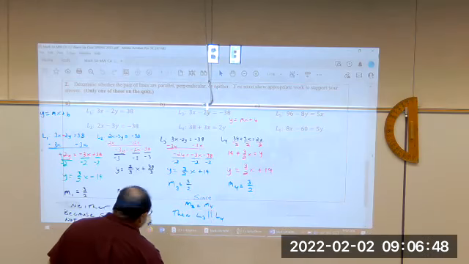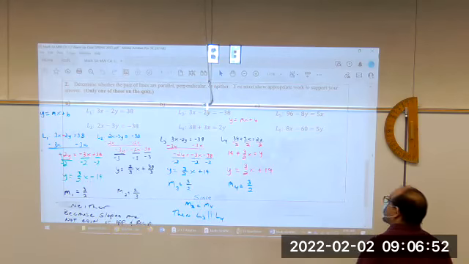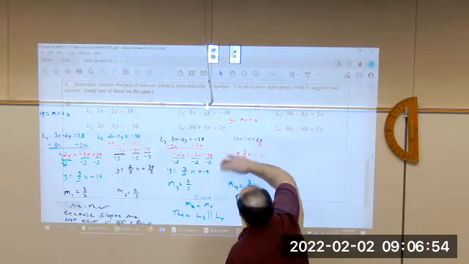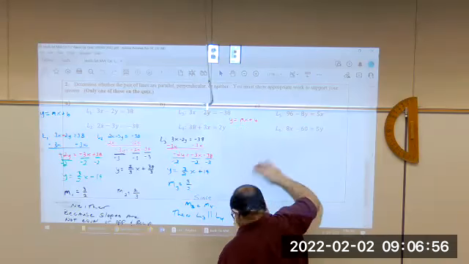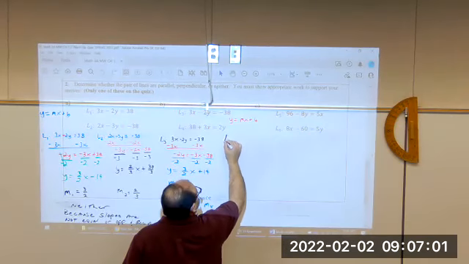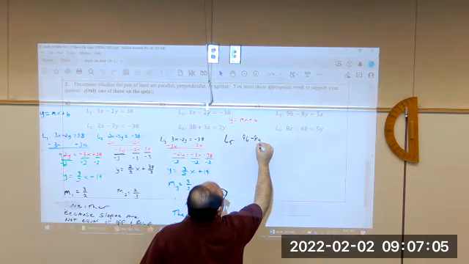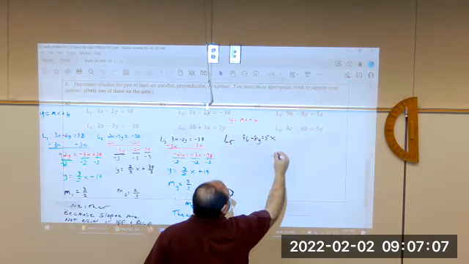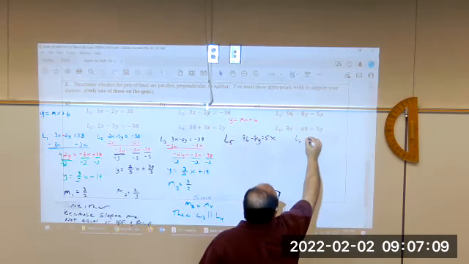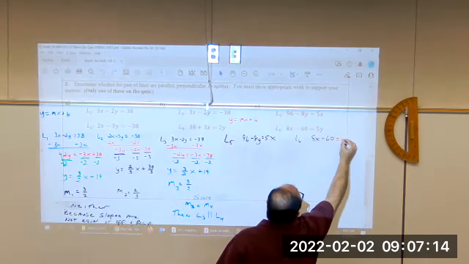Last one. I'm going to move it over so I can see this one. This guy. Well, I've got line 5: 96 minus 8y equals 5x. And line 6 is 8x minus 60 equals 5y.